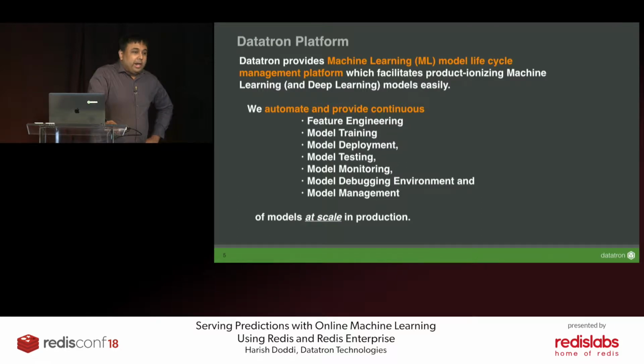What we provide is a machine learning model lifecycle management platform, and I'm going to talk about what the model lifecycle means. It facilitates the productionization of machine learning models. And how do we do that? We automate primarily seven steps: feature engineering, model training, deployment, testing, monitoring, debugging, and management. And this is for models at very large scale in production. I keep saying the word production, production, production. I'll explain why that is very crucial here.